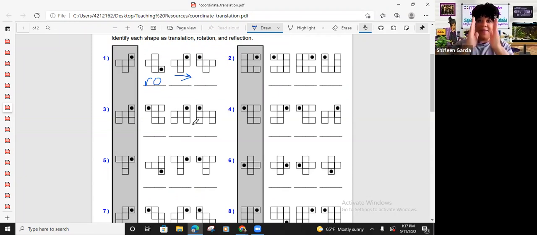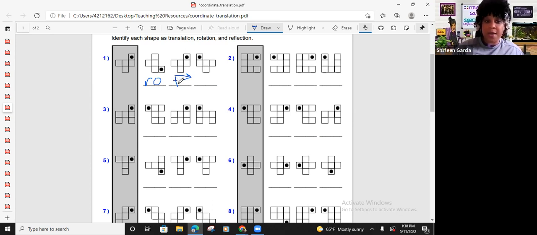So he's here and he's scooched over and he's right here now. His head is still standing up straight. Is that a reflection, a rotation, or a translation? Started right here. He slid over here. Yes, it's a translation. Good job. It's gonna take practice. It's okay.